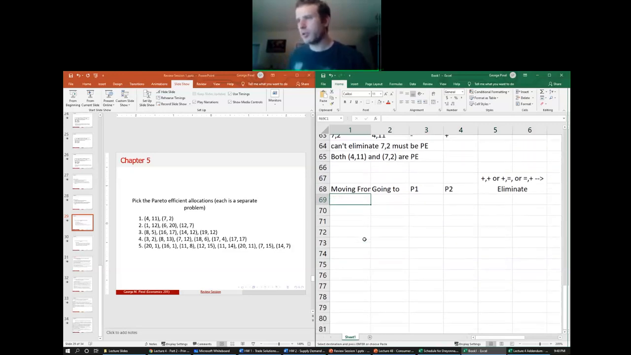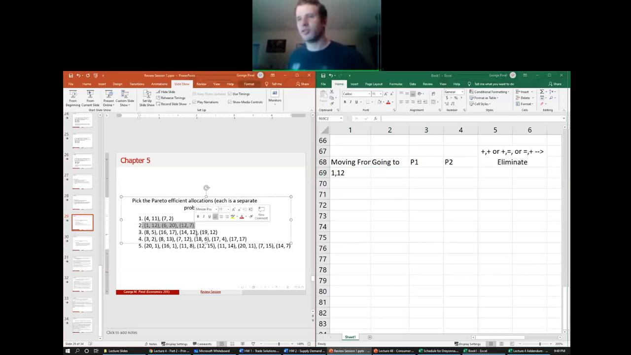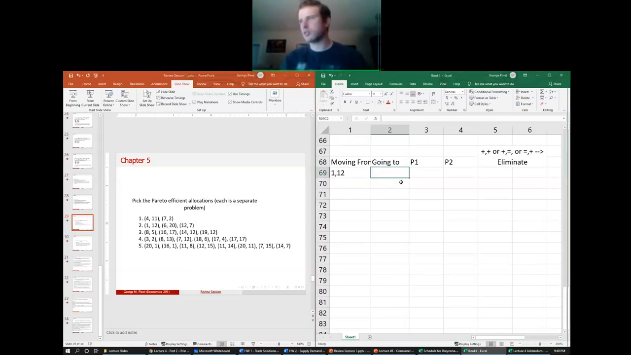Okay, next up, we'll do 1-12. So this is a completely separate example. So 1-12 versus 6-20. Plus plus. 1-12 can be eliminated. Both players are better with 6-20.